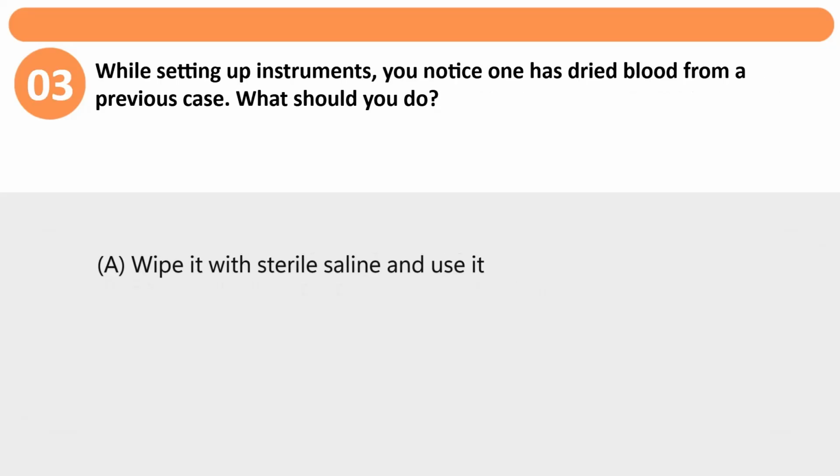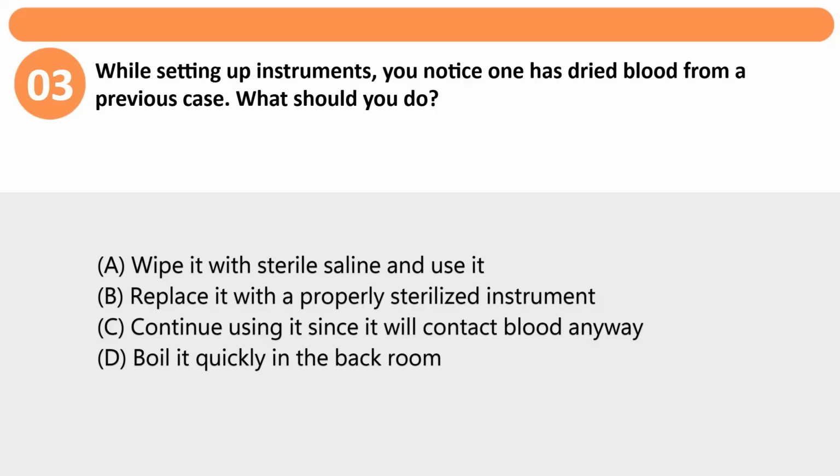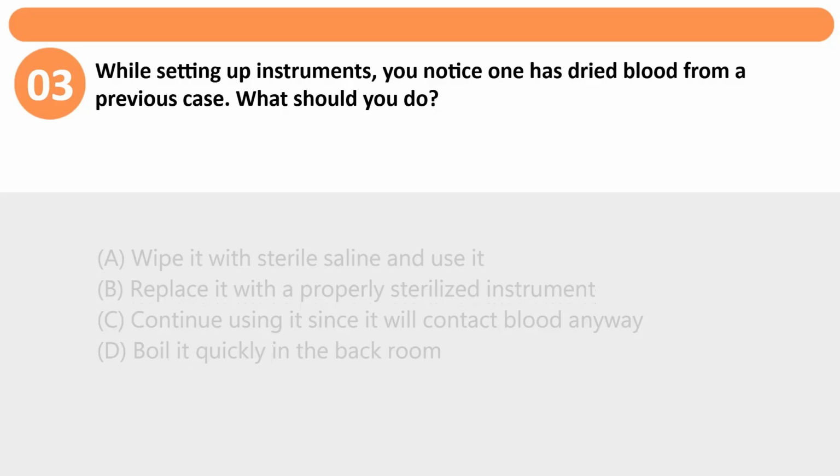While setting up instruments, you notice one has dried blood from a previous case. What should you do? A. Wipe it with sterile saline and use it. B. Replace it with a properly sterilized instrument. C. Continue using it since it will contact blood anyway. D. Boil it quickly in the back room.